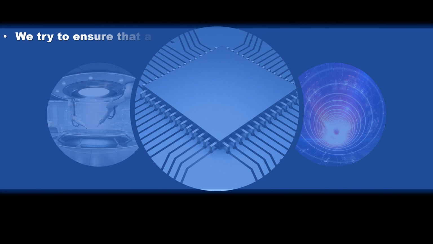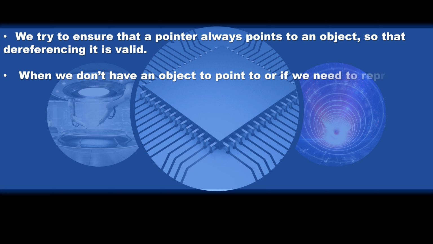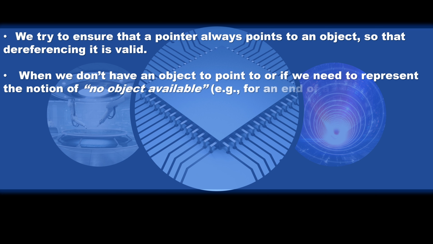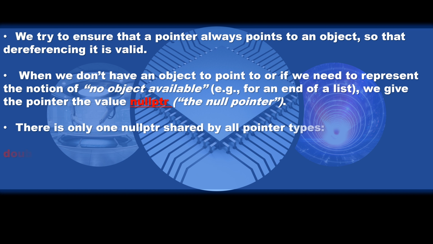We try to ensure that a pointer always points to an object, so that dereferencing it is valid. When we don't have an object to point to, or if we need to represent the notion of "no object available", for example, for the end of a list, we give the pointer the value nullptr, the null pointer. There is only one nullptr shared by all pointer types.